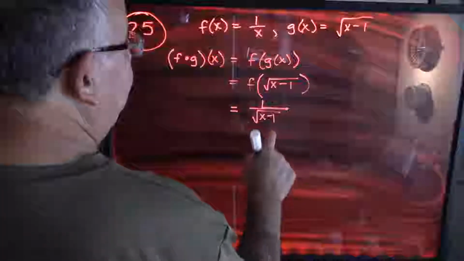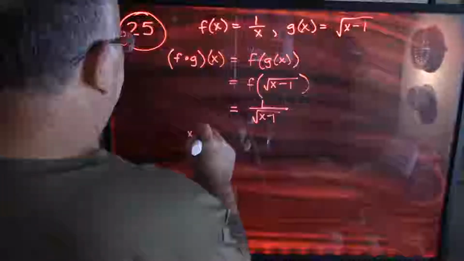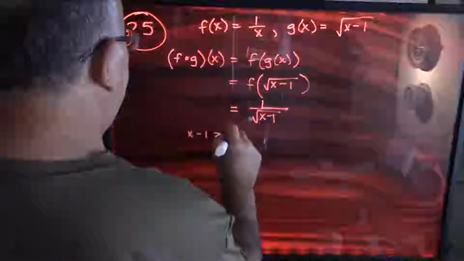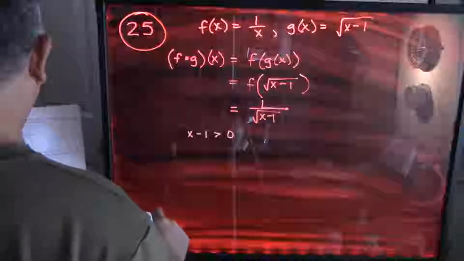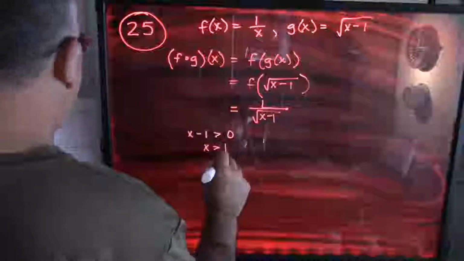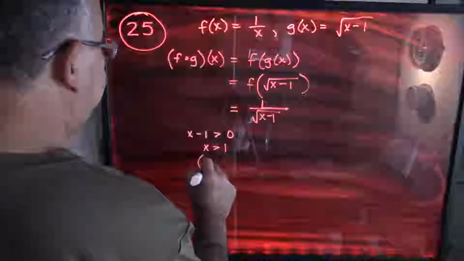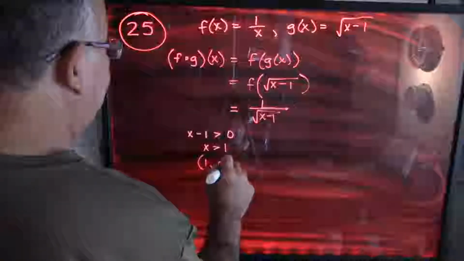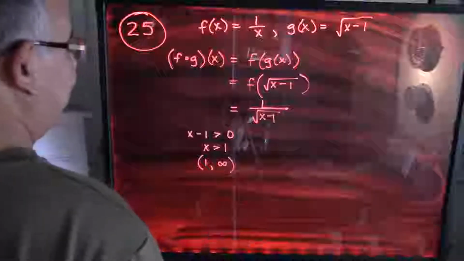So x minus 1 must be greater than 0. That's another way of saying it's positive. And x has to be greater than 1. So the domain is from 1 to infinity, not including 1. Alright?